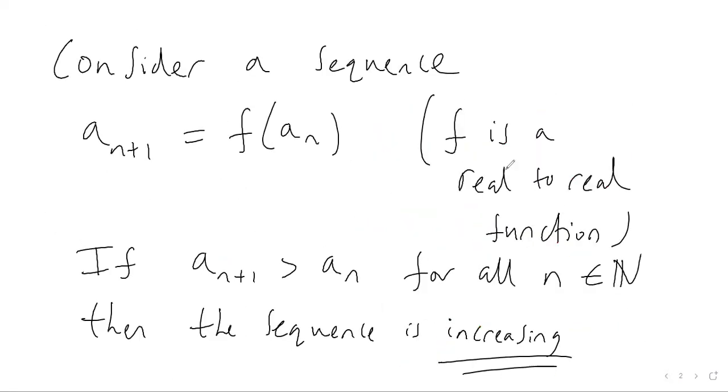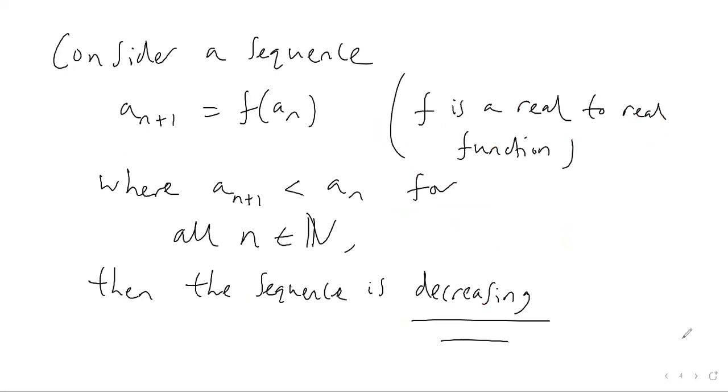So in summary then, an increasing sequence is a sequence where the next number in your sequence is bigger than the previous one for every single number in the sequence. And a decreasing sequence is where the next number in the sequence is smaller than your previous number for every single term in the sequence in which that can be true. So that's the difference between increasing and decreasing sequences.